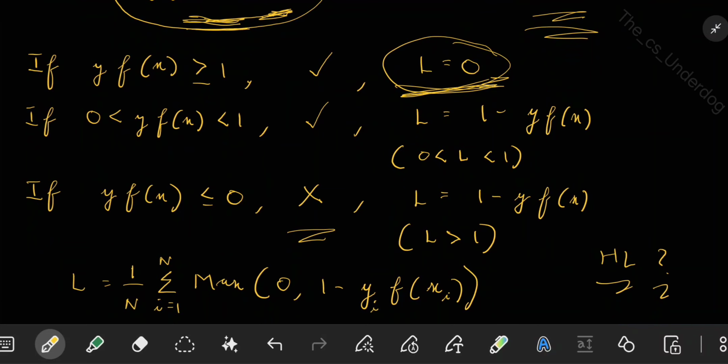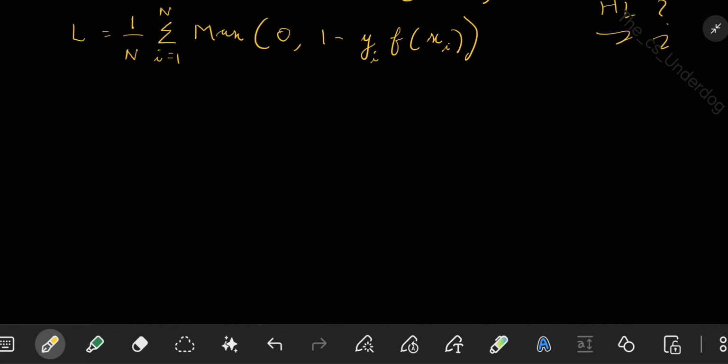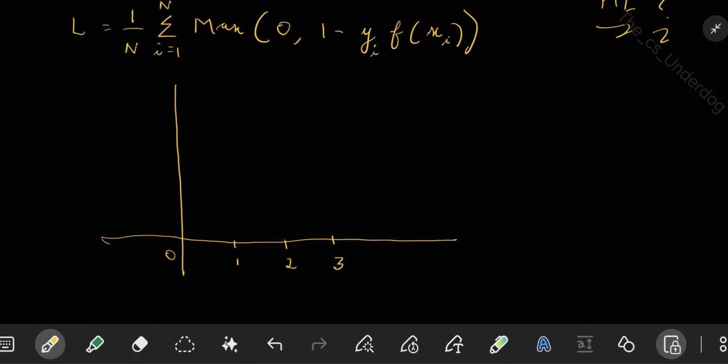Okay. So the reason it is called hinge loss is like this. If you graphically express it, if you try to draw a graph, then the hinge loss graph will somewhat look like this. This is 0. Let us say this is 1. This is 2, 3 and so on. And this axis will denote y into f of x.